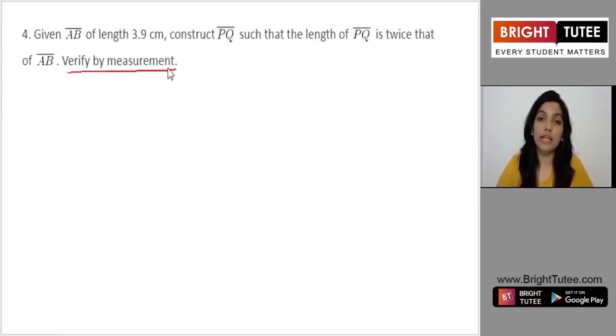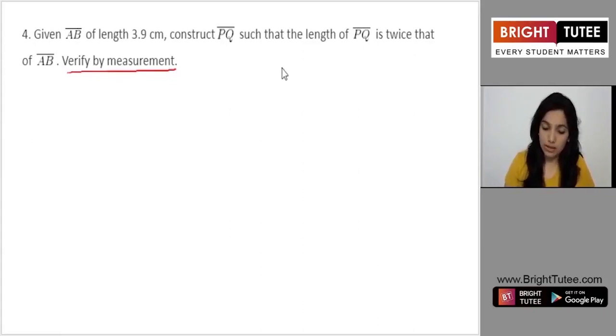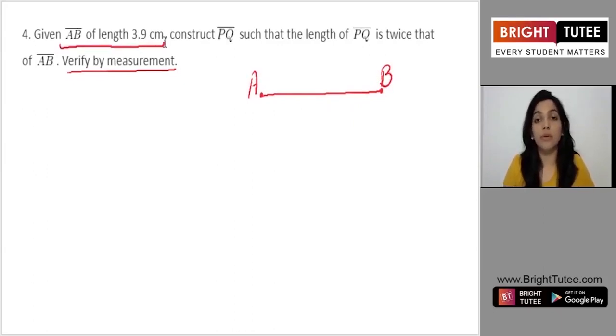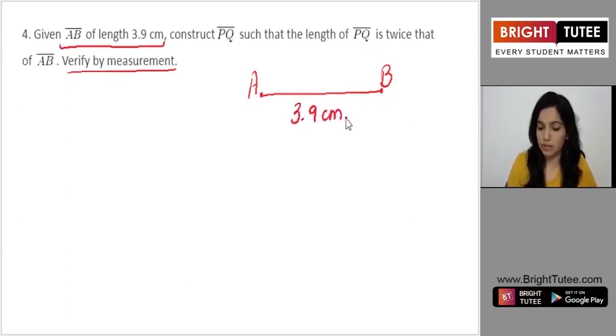So the first thing that we need to do is, we are told that we have a line segment. Okay, so this is a line segment with two fixed points. The name of the line is AB. You can see here we are given a line AB of 3.9 centimeters. So 3.9 centimeters is the length of this particular line segment AB.